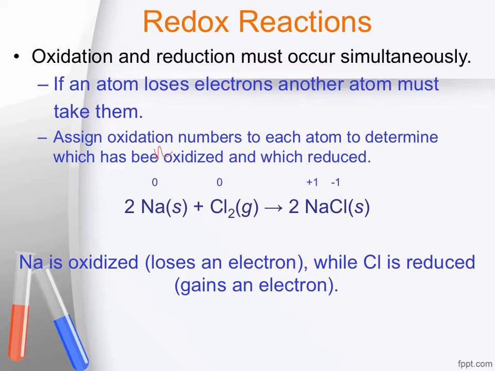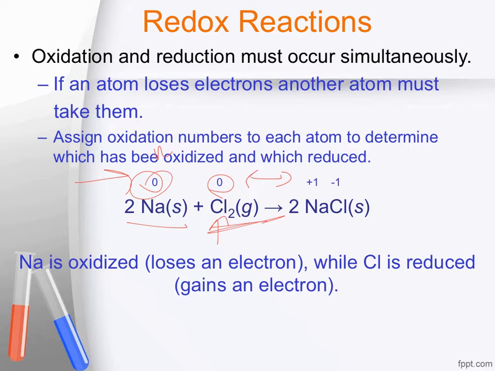Remember the rules, and if you haven't jotted them down, you may want to go back and jot them down. Elements in their standard state have an oxidation number of 0. So both of these reactants have an oxidation number of 0. And I go ahead and write the oxidation numbers above each element so that they're easy to compare from the reactant to the product side. And go ahead and write the oxidation number for one of the atoms.